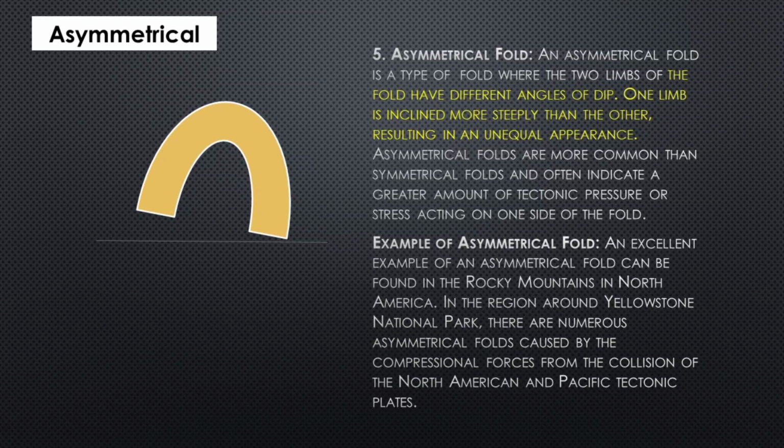A good example of an asymmetric fold is found in the Rocky Mountains in North America, in the region around Yellowstone National Park. There are numerous asymmetrical folds caused by the compressional forces from the collision of the North American and the Pacific tectonic plates.